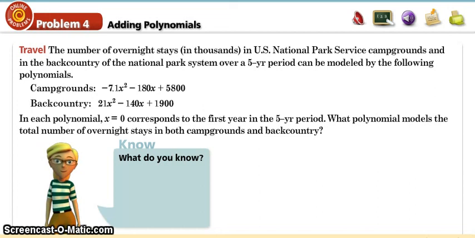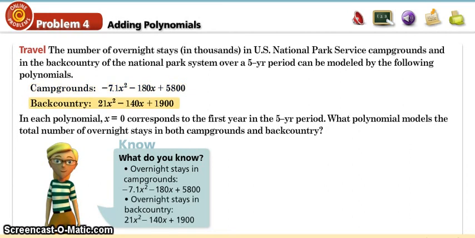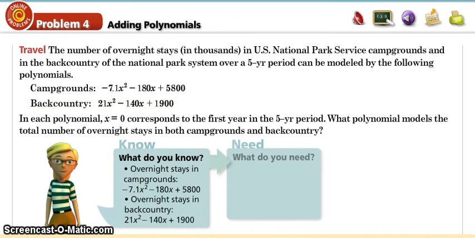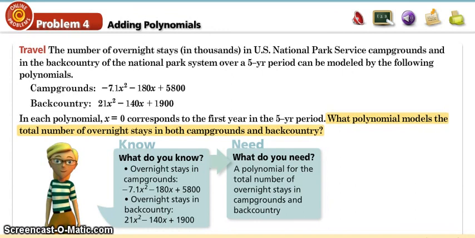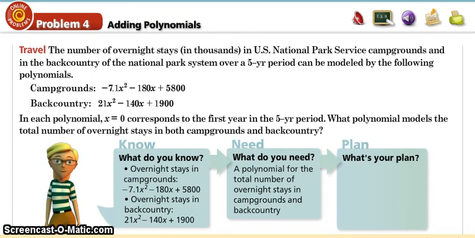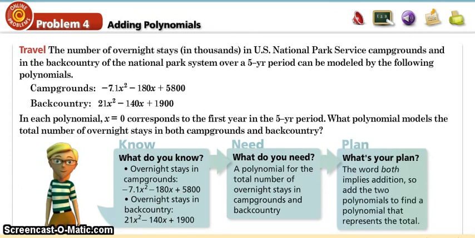What do you know? You know a model for overnight stays in campgrounds. You also know a model for overnight stays in backcountry. What do you need? You need a polynomial for the total number of overnight stays in campgrounds and backcountry. So what's your plan? The word both implies addition, so add the 2 polynomials to find a polynomial that represents the total.